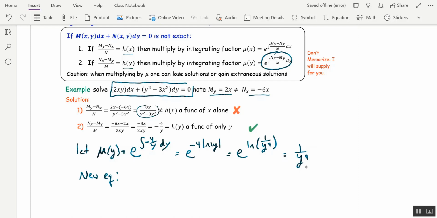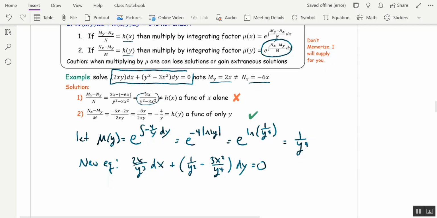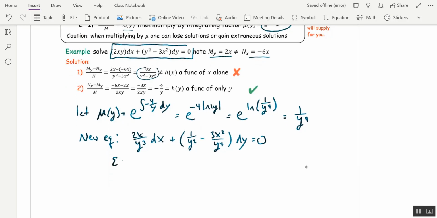So here's my new equation. 2xy over y to the 4th is going to be 2x over y cubed dx plus 1 over y squared, and then minus 3x squared over y to the 4th dy, and that equals 0. Let's just check, make sure that's exact. If it's not, we did something wrong. So my, think of this as 2x y to the negative 3. So that would be negative 6x y to the negative 4, and n sub x is negative 6x over y to the 4th. Those are the same. In one case, I'm using negative exponents, in the other case, I'm not, but those are the same.